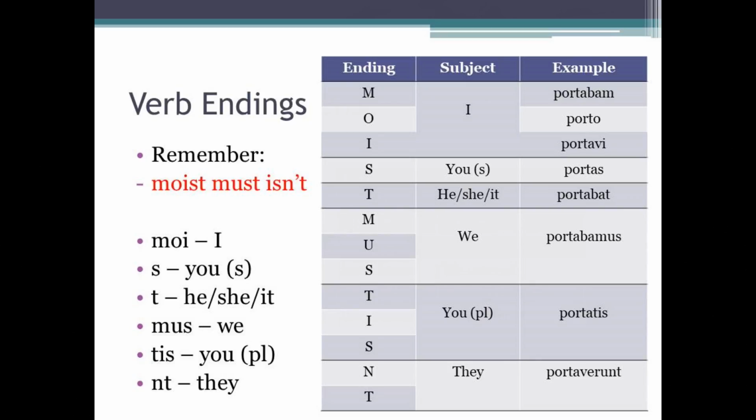So here is a useful summary table for remembering verb endings. Essentially, you need to try to remember the acronym MOIST, MUST, ISN'T. And as you can see from the table, it incorporates all of the 3 tenses that we've met so far. Feel free to pause the video and just go over these endings if you want some further consolidation.